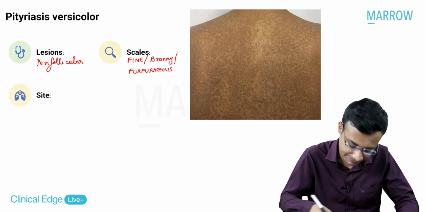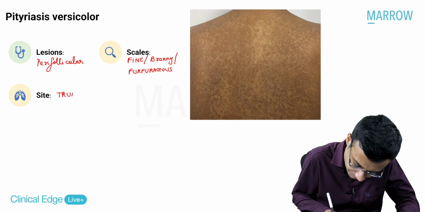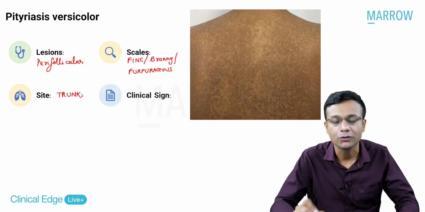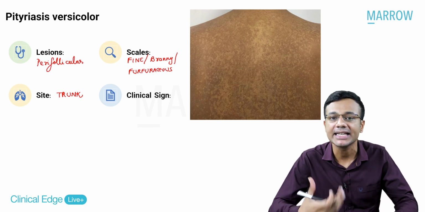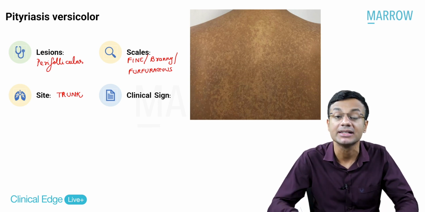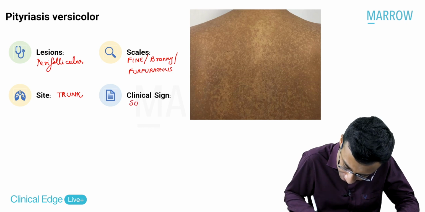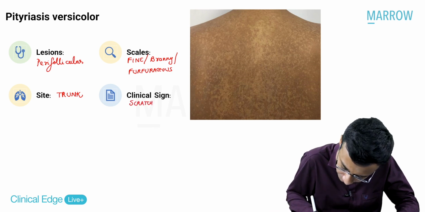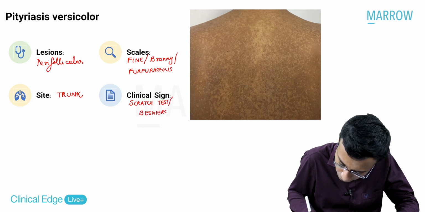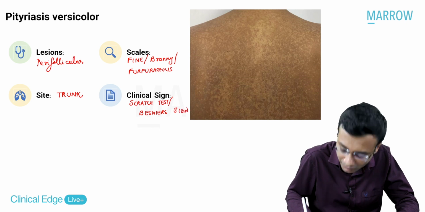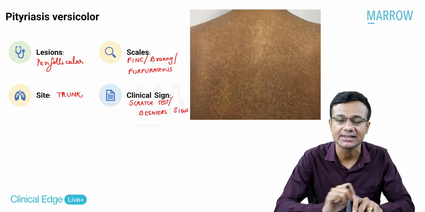Next important site is going to be the trunk. And the fourth point is a clinical sign. So what I do is I take my nail and scratch the lesion. The scaling becomes prominent in pityriasis versicolor. This is referred to as the scratch test, also referred to as Besnier's sign. So all we have to do is take our nail and scratch the lesion.